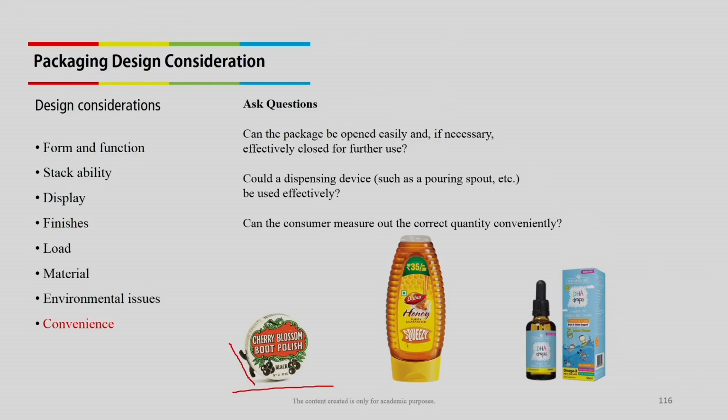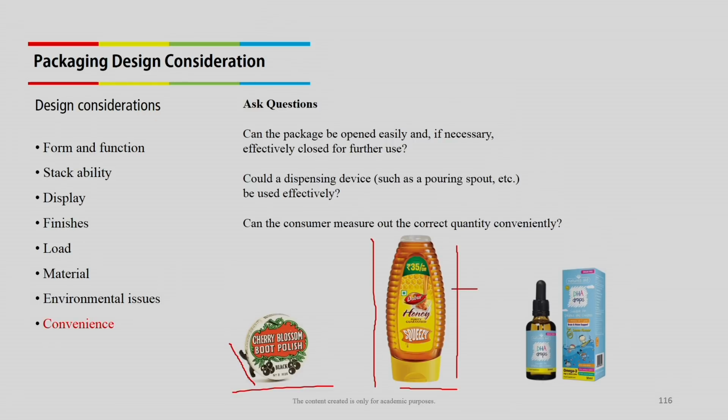Designer should ask, could a dispensing device such as a pouring spout etc. be used effectively? For example, when we are purchasing oil in pouches, we have to pour it into a plastic container. At that time we need a funnel or other means. Can the design give convenience, or give the liberty to the user in such a way that in the bottle itself there is no spillage of the liquid? So, in this particular kind of design you can see the recent product of Dabur honey, there is no spillage when you squeeze it outside the package, very nicely the liquid comes out.